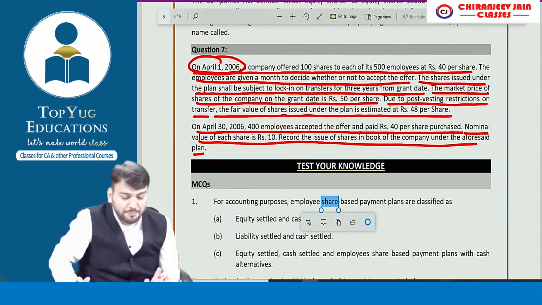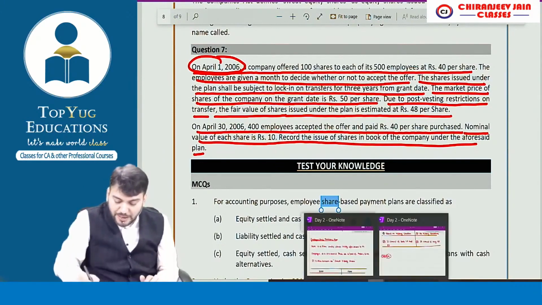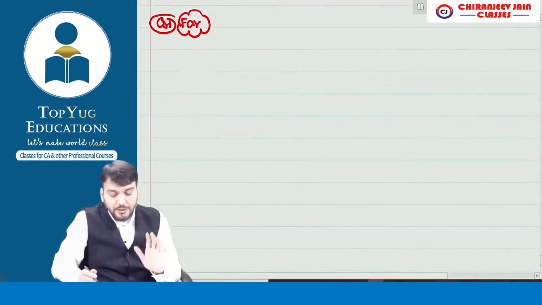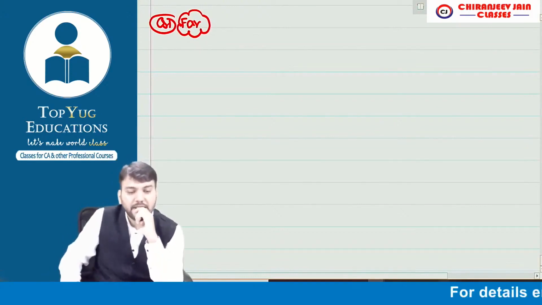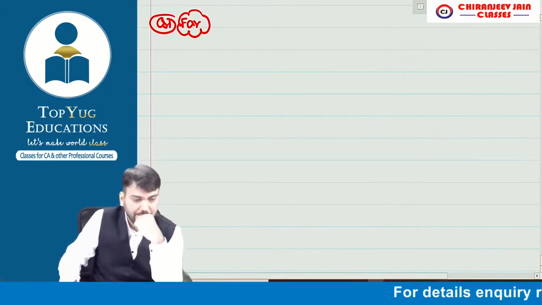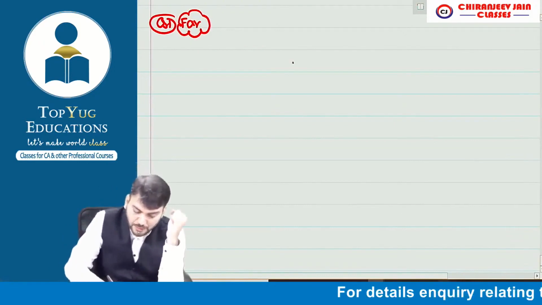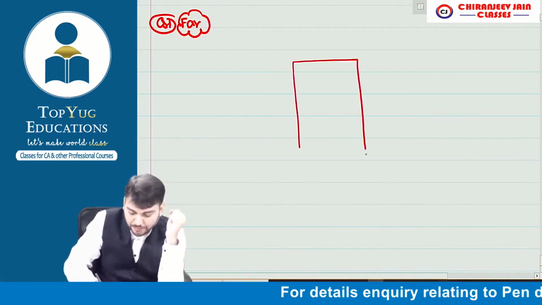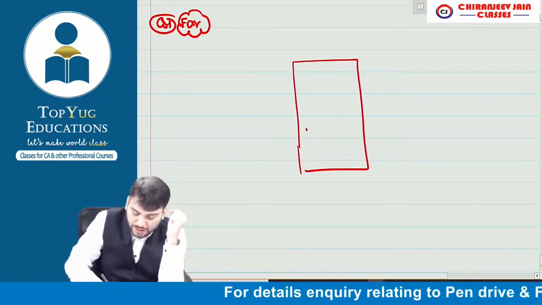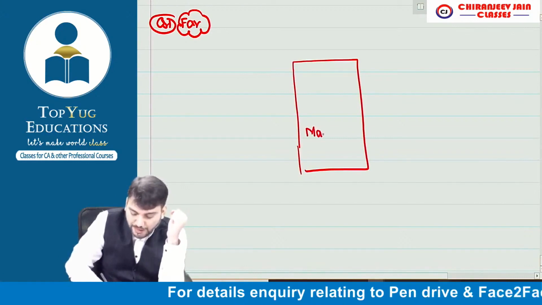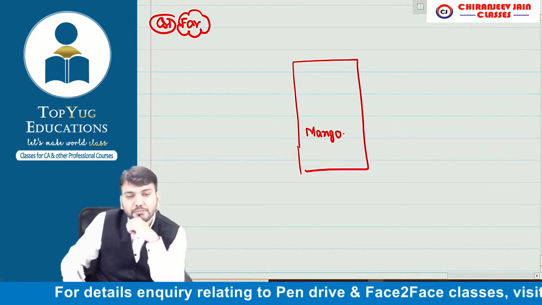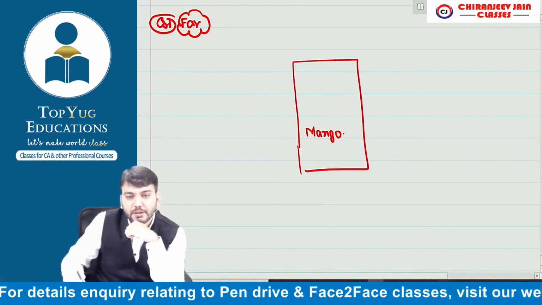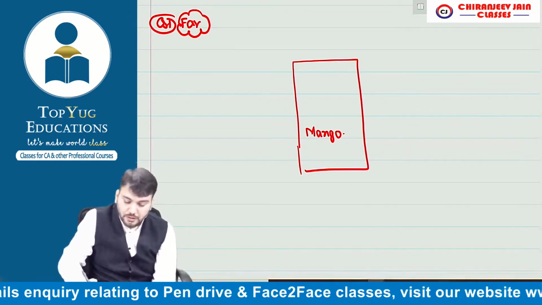The question is very simple. I only need to explain some points to you. Just try to understand what I am saying. Suppose you went to the market to purchase mango. Understood?